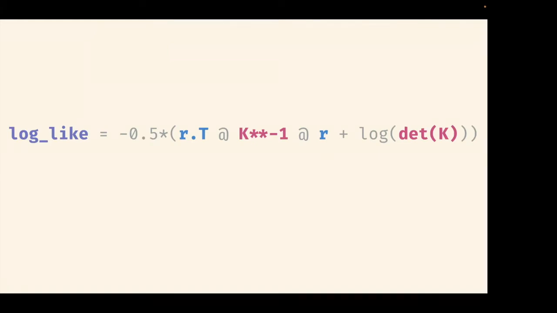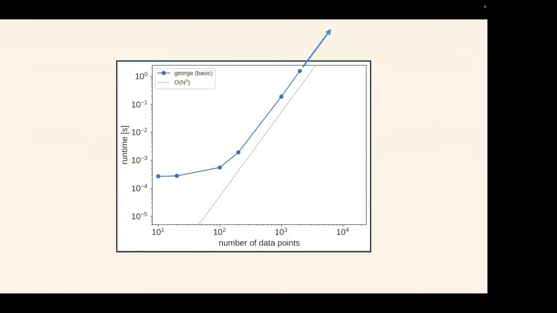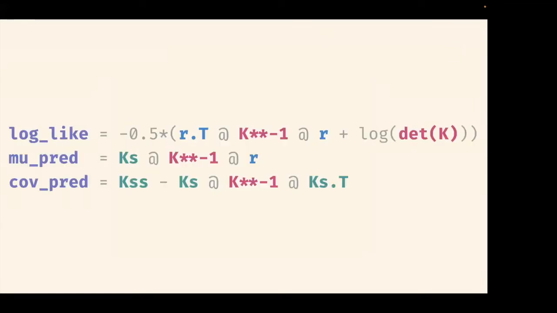It's the cube of the size of your matrix, which is set by the number of data points that you have. So, if you double the amount of data you have, it's 8 times more expensive to calculate this log probability. Similarly, in the prediction, the expensive parts are also doing this linear solve.